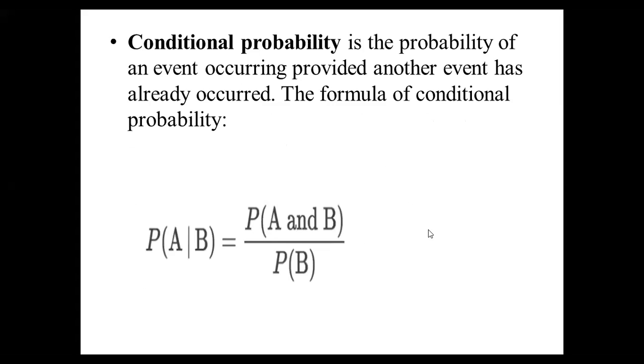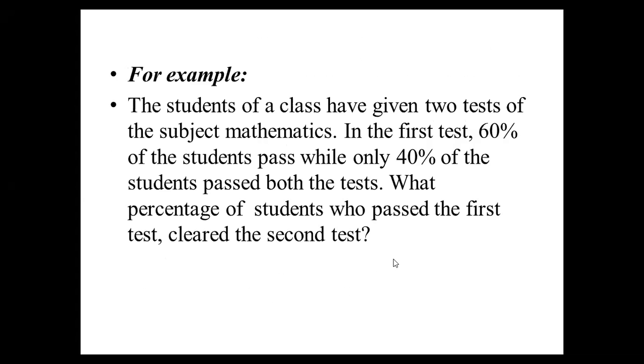Conditional probability is the probability of an event occurring provided another event has already occurred. The formula is this, based on A. If B is happening, then we can say that is a conditional probability.